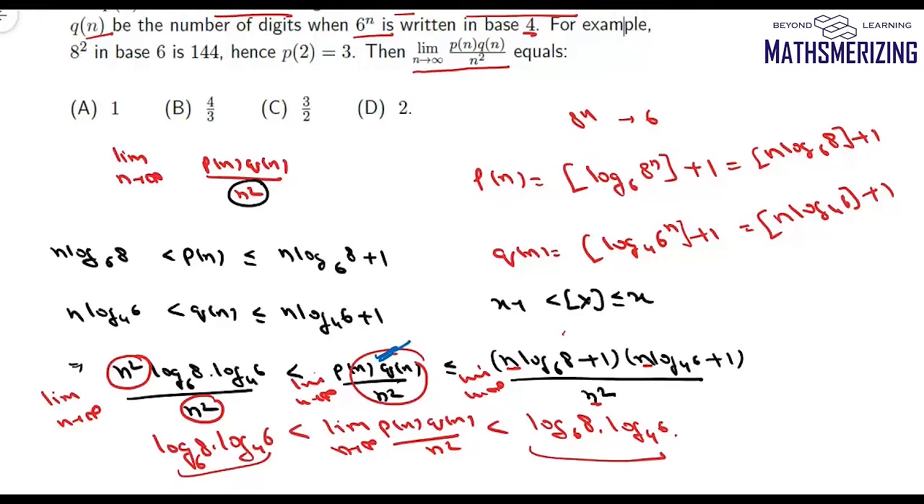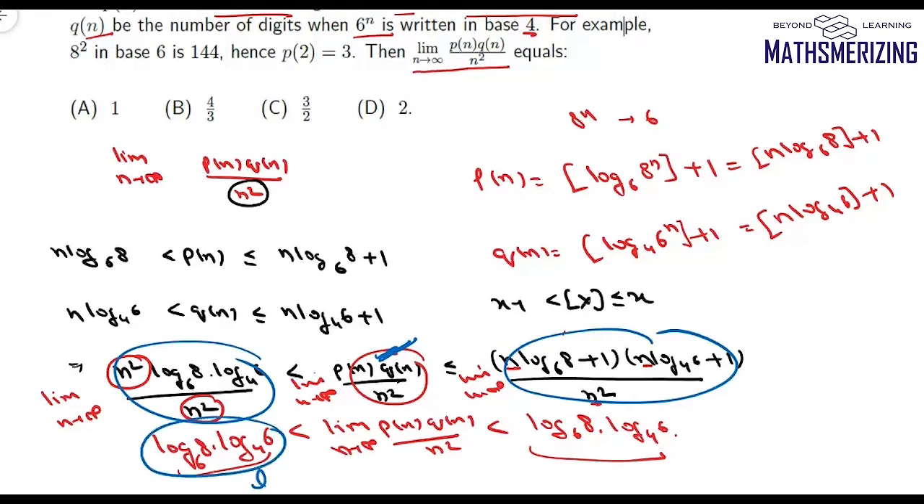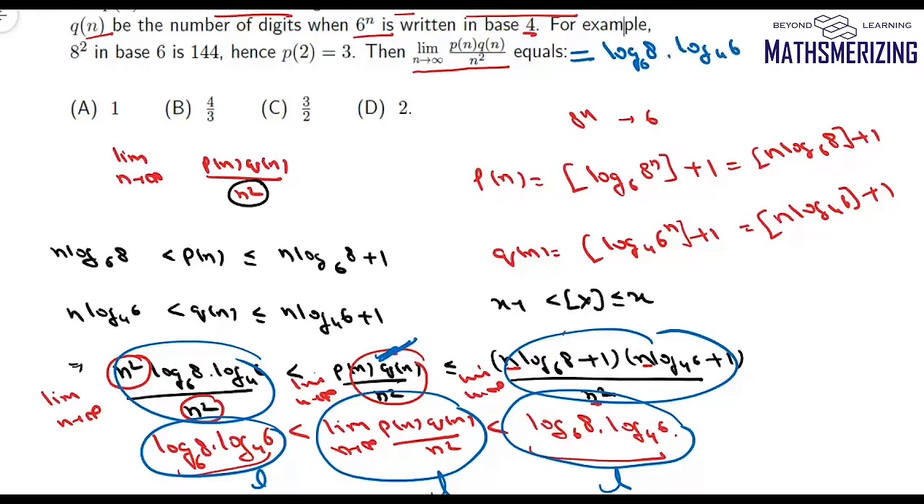Now Sandwich theorem says if f(x) lies between g(x) and h(x), and if the limiting value of g(x) is L and the limiting value of h(x) is L, then the limiting value of this limit is also L. So the value of this limit is equal to log 8 base 6 into log 6 base 4. I can write it as log 2 base 8 upon log 6 base 2, and here it will be log 6 base 2 upon log 4 base 2. So it will cancel. 8 is 2 cube and 4 is 2 square, so the value of this limit is simply 3 by 2, and that's your option C.